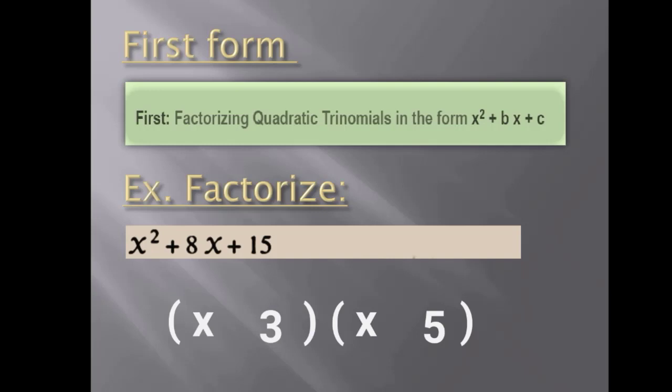The sign is determined like this: if the sign of the third term is positive, the sign of the 2 numbers in the brackets is like the sign of the middle term. The sign of the middle term is positive, so we put positive for the 2 numbers, like this: x plus 3 and x plus 5.